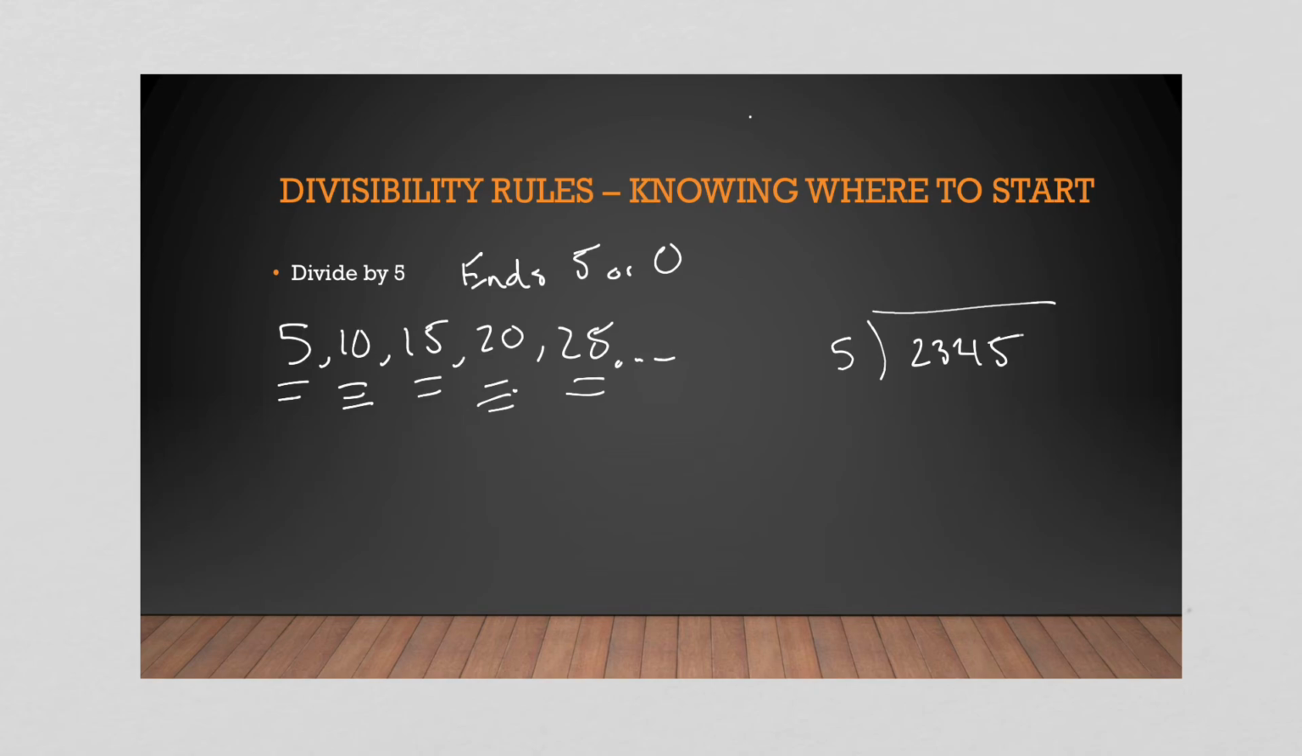So 5 goes into 23 4 times with 3 remainder. 5 goes into 34 6 times with 4 remainder. 5 goes into 45 9 times. If a number ends in 0, I'll say 300, 5 goes into 30 6 times with 0 remainder. 5 goes into 0 0 times. So 5 or 0. 5's easy.